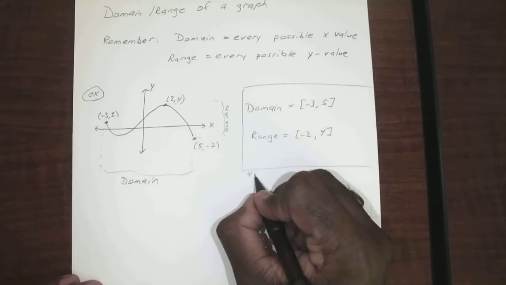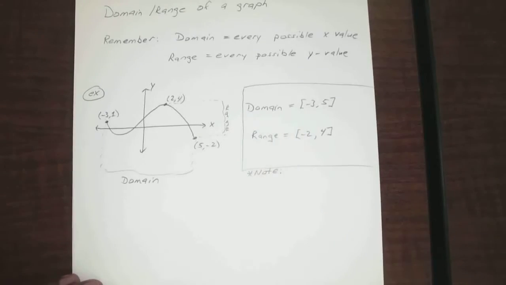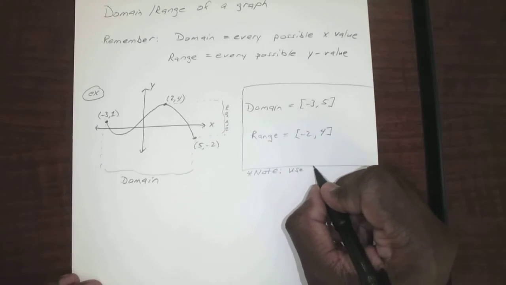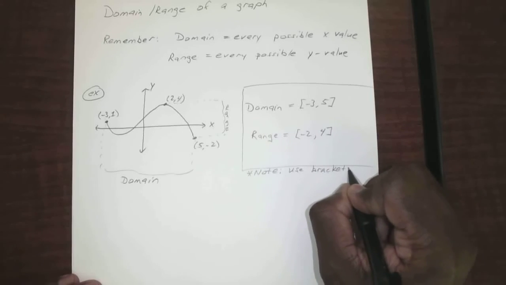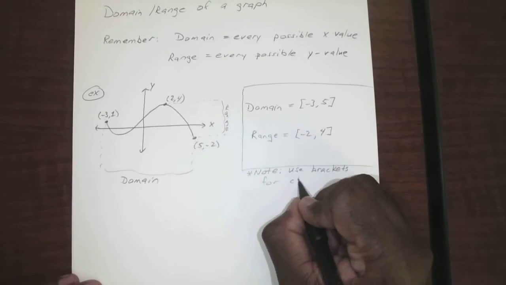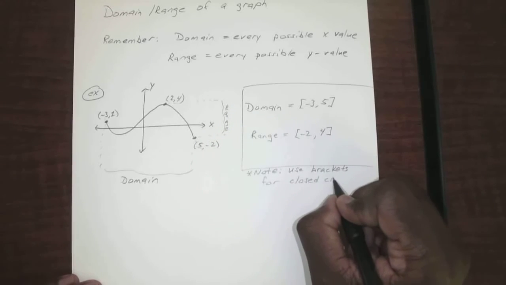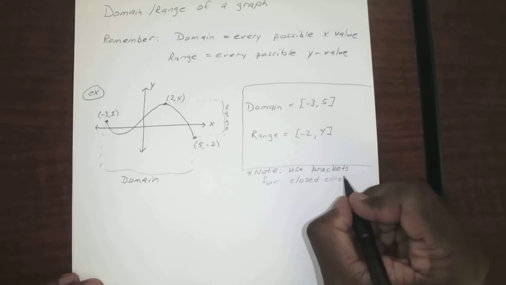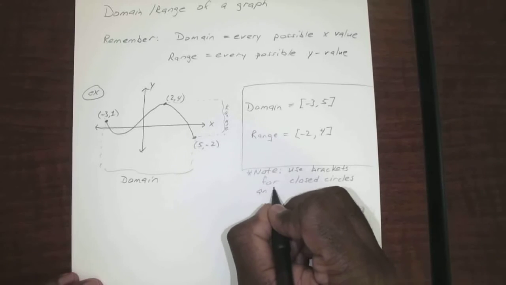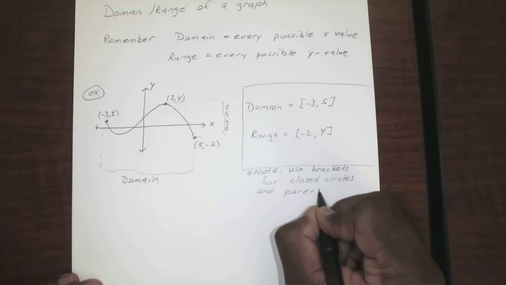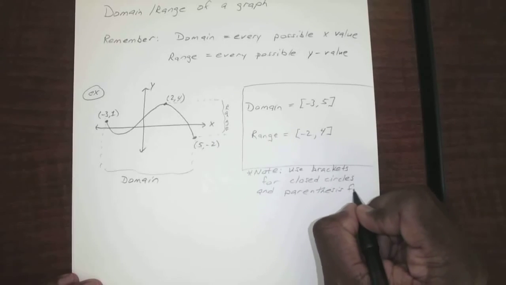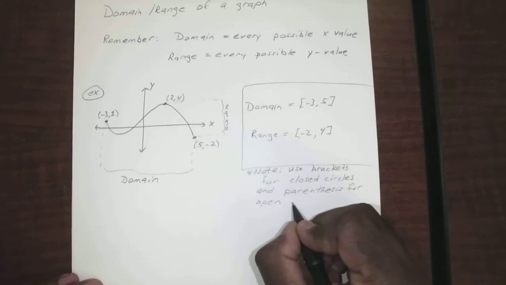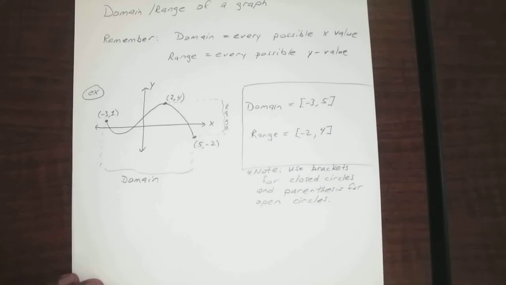Okay. So quick note. Use brackets for closed circles. Oh, clean that up a little bit. And parentheses for open circles. Okay, so any questions on that one?